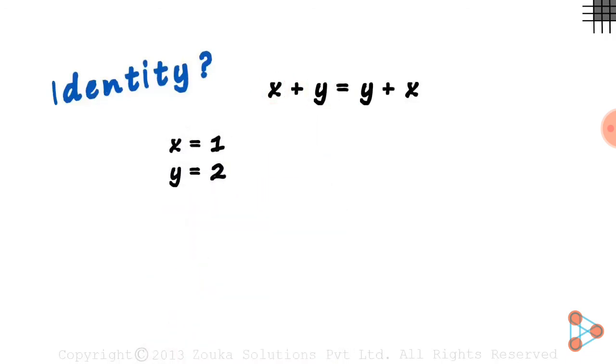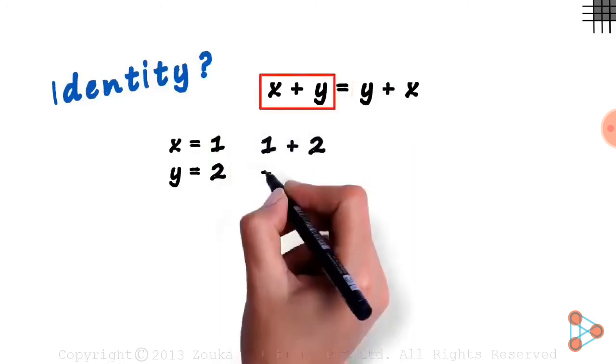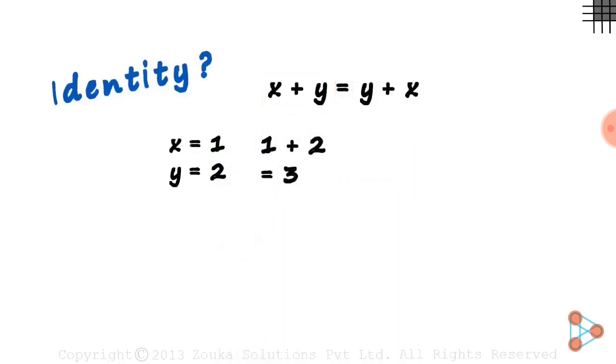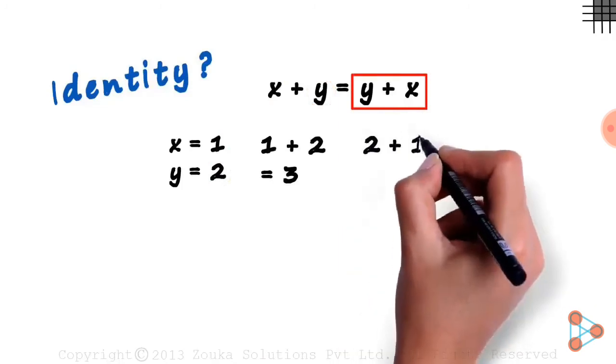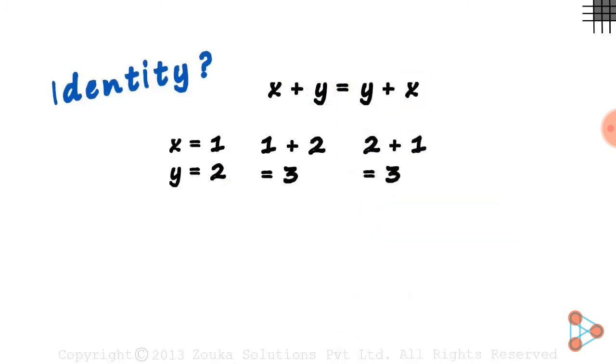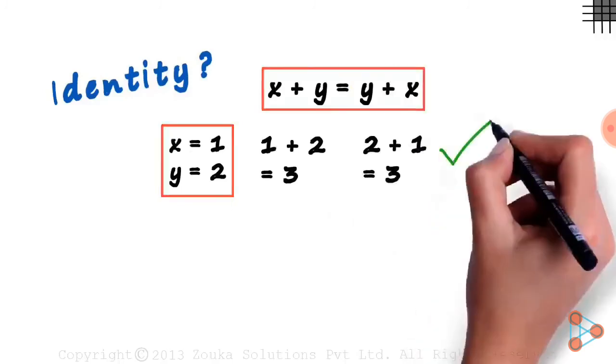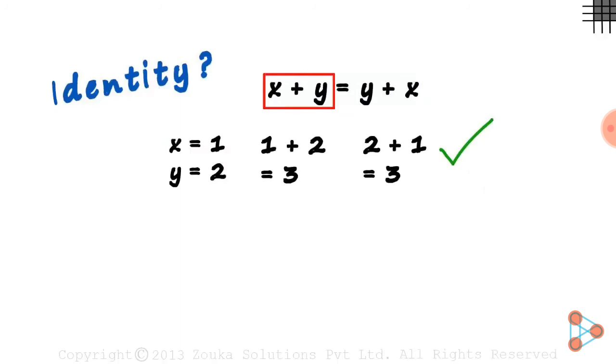We try substituting these values on the left-hand side and the right-hand side. The left-hand side will be 1 plus 2, which equals 3. We put 1 in place of x and 2 in place of y. And the right-hand side equals 2 plus 1, which also equals 3. So for these values, the equation is satisfied. The left-hand side is equal to the right-hand side.